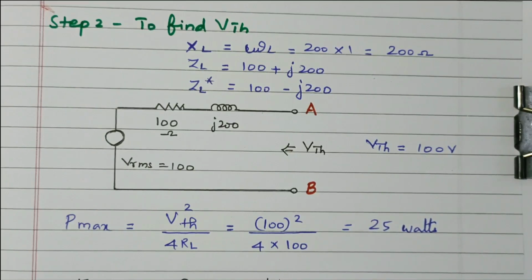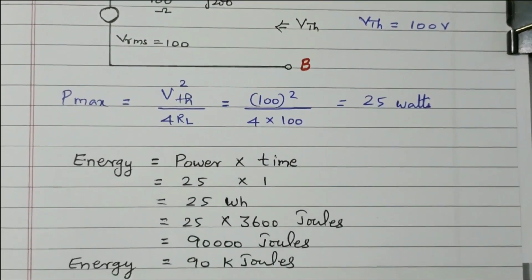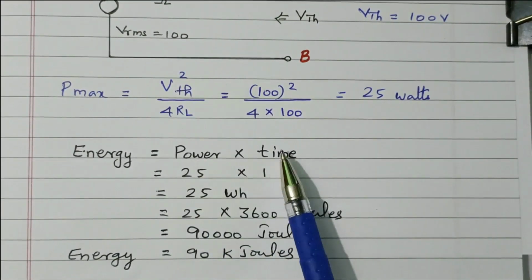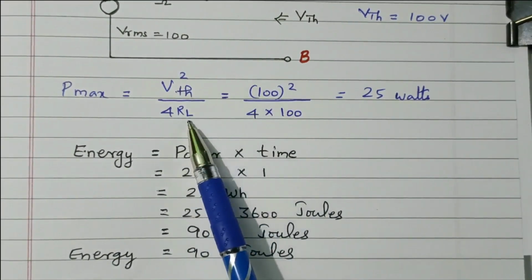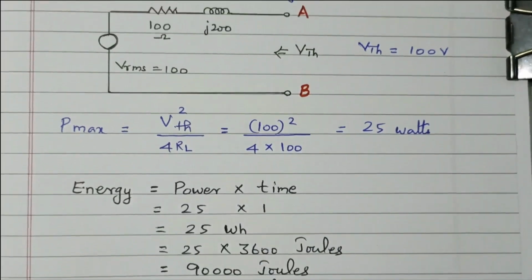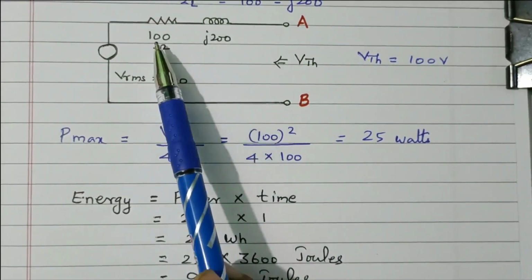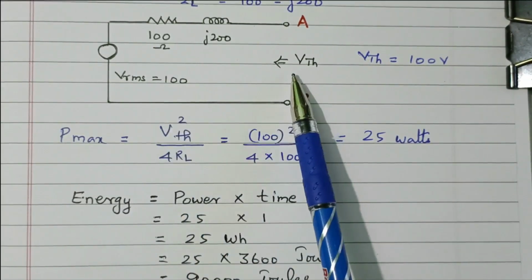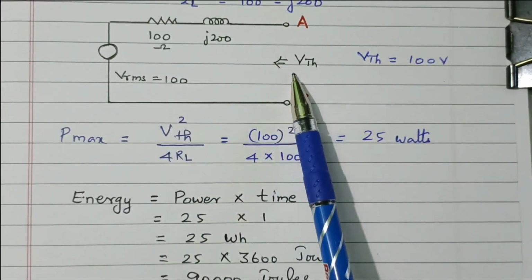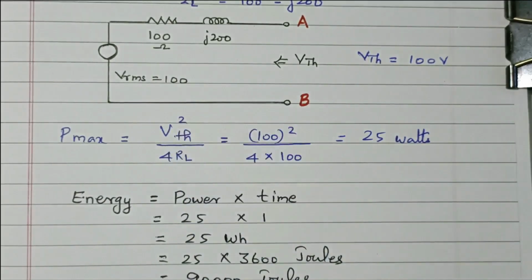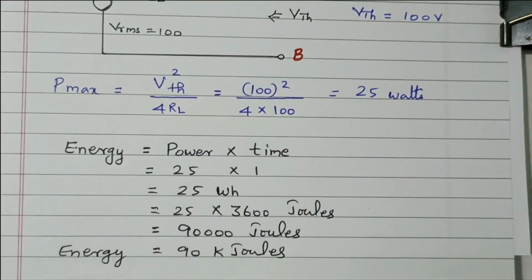From that we need to find the energy. What is the energy delivered in 1 hour? Energy is power into time. This RL value is the system resistance; the inductance is not considered. So 100 ohm is the load resistance RL. RL is equal to 100 ohm, both being equal based on the maximum power transfer theorem.